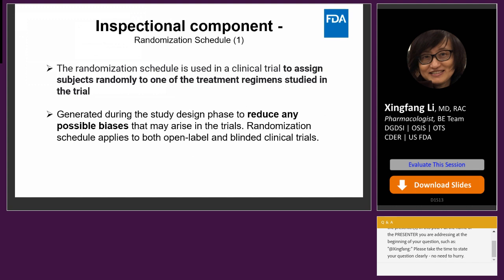Now I would like to start talking about the randomization schedule. A randomization schedule is used in a clinical trial to assign subjects randomly to one of the treatment regimens studied in the trial. It is usually generated during the study design phase to reduce any possible biases that may arise in the trial. The randomization schedule applies to both open label and blind clinical trials.